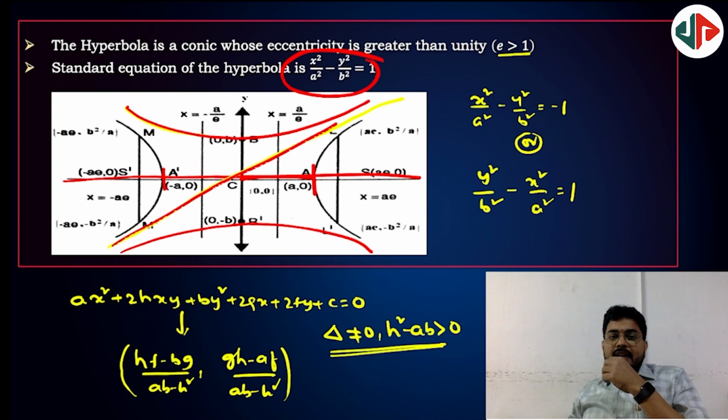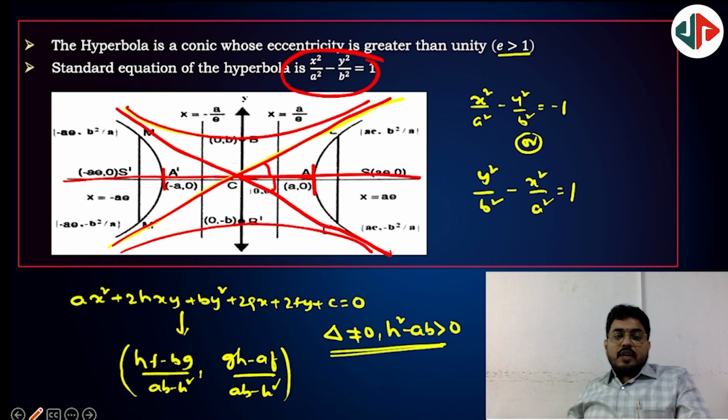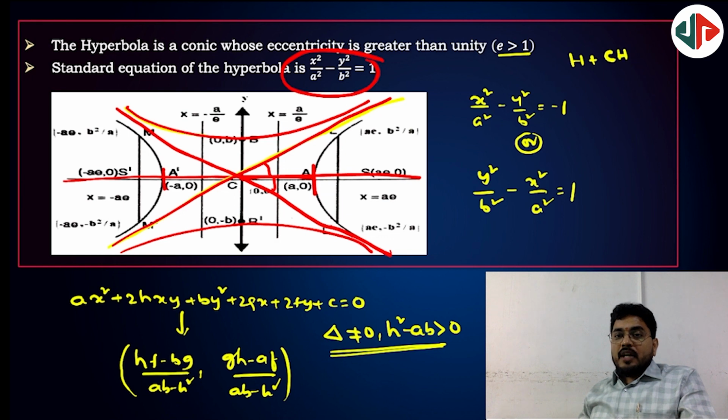So there is a pair of asymptotes, meaning tangents, let me take the red color. So the pair of tangents will be there which touch at the point of infinity. These are called asymptotes. So here the asymptotes, how we are going to do is, hyperbola plus its conjugate hyperbola is equal to 2 times the asymptotes. 2 times the asymptotes. It's very important.